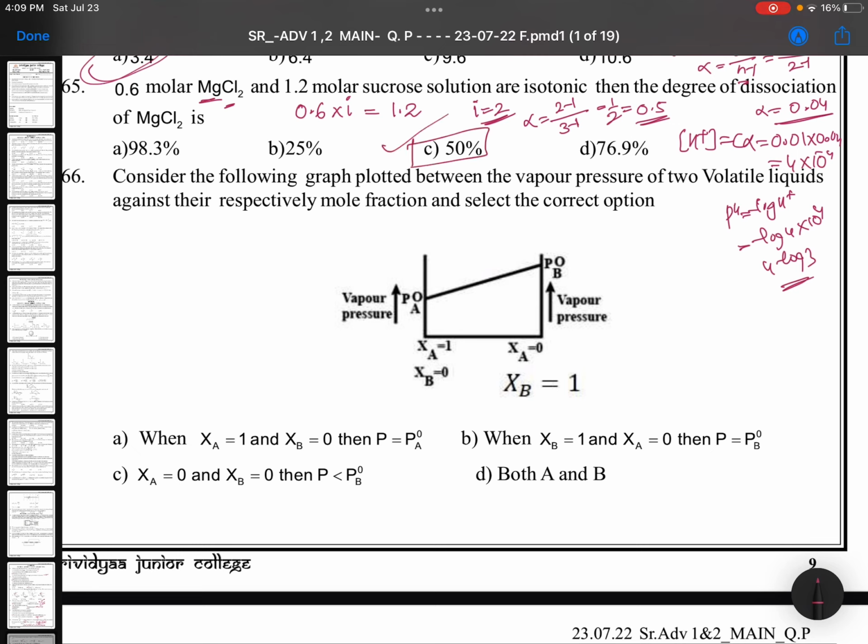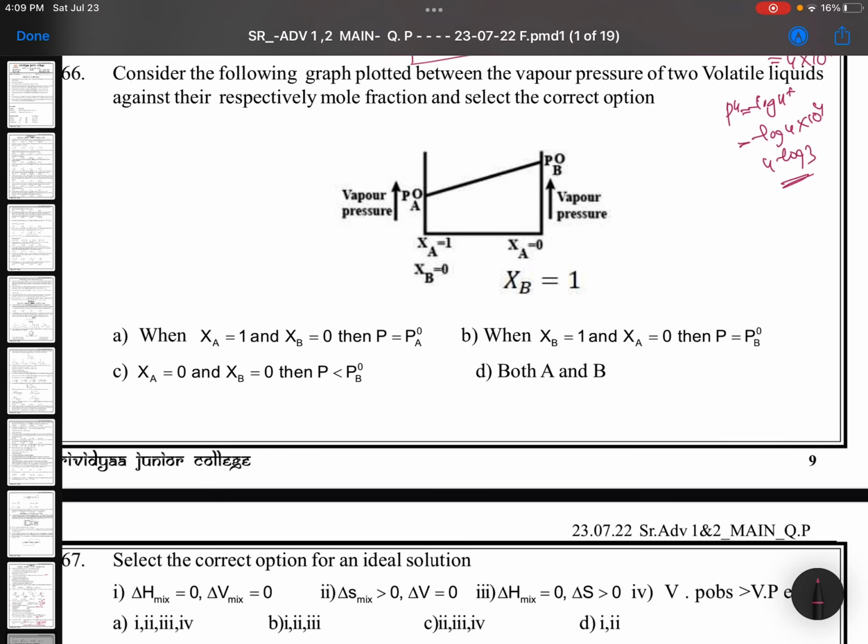Consider the following graph plotted between the vapor pressure of two volatile liquids against their respective mole fraction and select the correct option. See, here only A is there, B is 0. Here only B is there, A is 0. So here there is no B fraction, here there is no A fraction. Both A and B.